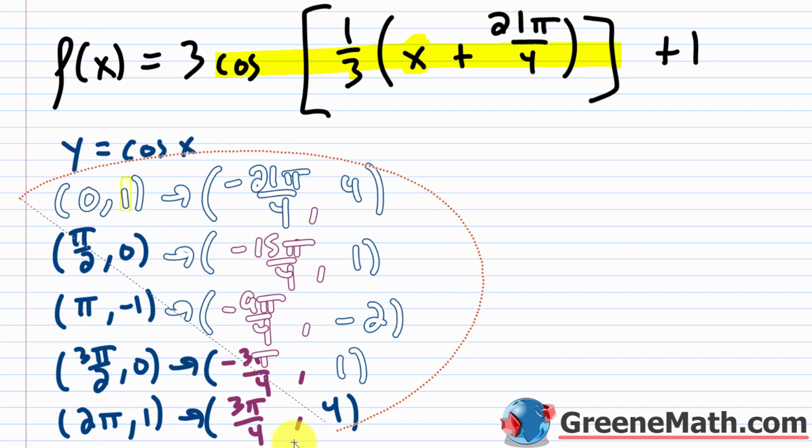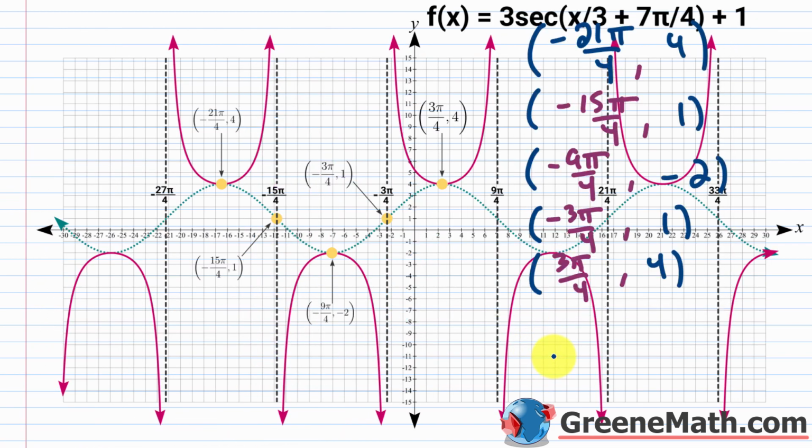Okay, let me grab this, and let me paste this in here. So you have this negative 21 pi over 4, comma 4. So that's going to be something that's shared. Then you have negative 15 pi over 4, comma 1. That's going to be this point right here. Again, the x value there would be a vertical asymptote because this is a quarter of the way through. Then you have this negative 9 pi over 4, comma negative 2. So again, that's a shared point. Then you have this negative 3 pi over 4, comma 1. So again, that's where you're going to have a vertical asymptote.